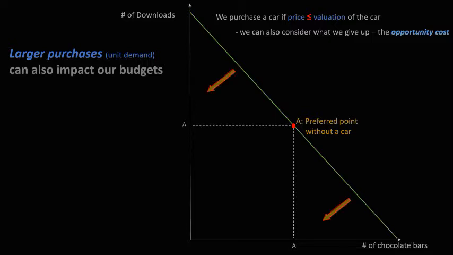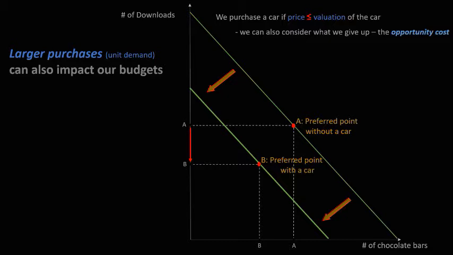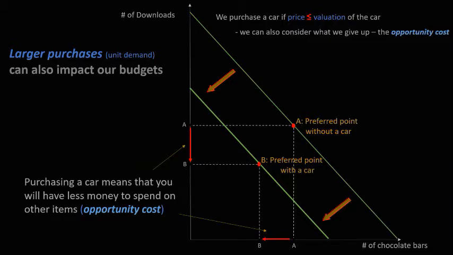The purchase of a car will shift our budget line for downloads and chocolate bars, in this case to the left. We'd have to find a new preferred point, in which case our consumption of chocolate bars and our consumption of downloads are going to decrease.